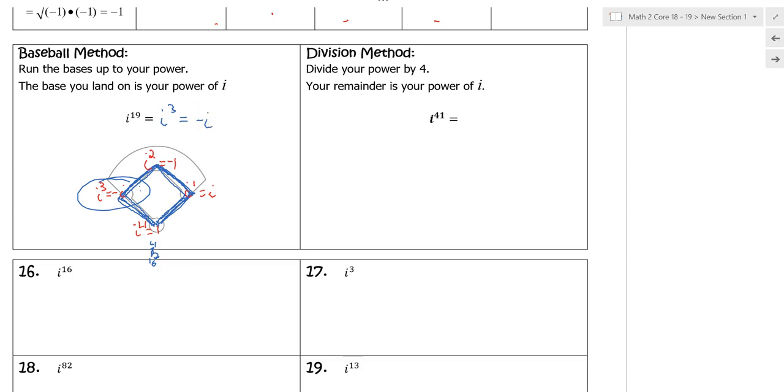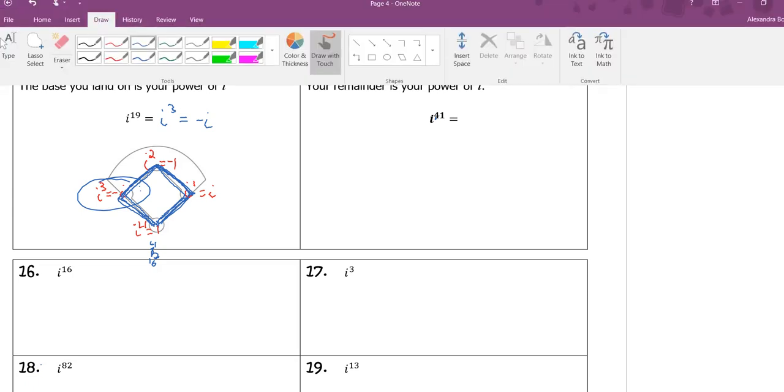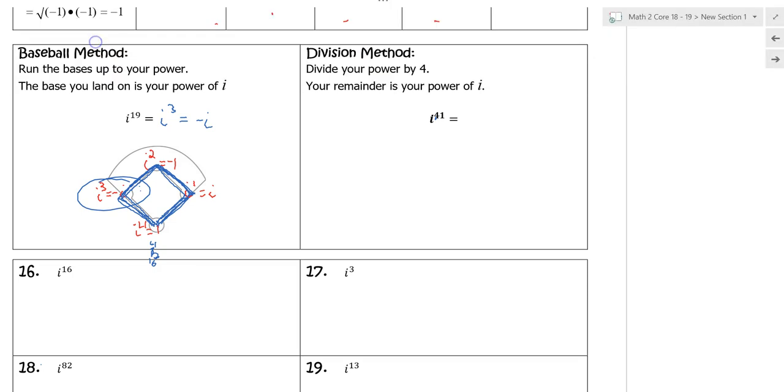Okay. So running bases is one method. There's a time when I don't want to run that many bases though, like this one, 41. Or if you look down here, 82. I don't want to run that many times around the base. So we can mathematically think about well, what base am I actually going to land on? And we do that by doing long division, really.